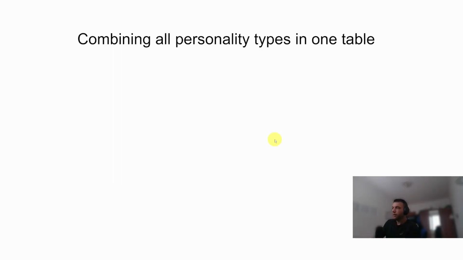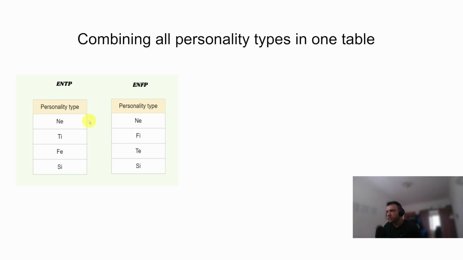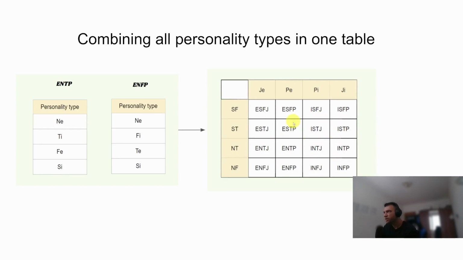Hi guys, welcome back. In this video, we're going to talk about how to combine all 16 personality types in one table so we can represent everything in one place. So what we're going to do today is start with the personality types represented by the cognitive functions, and we're going to reach this kind of table here, and we'll explain why we choose this specific configuration for the types and how to arrive there.